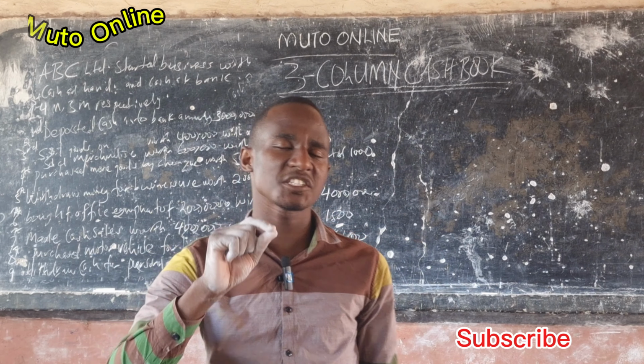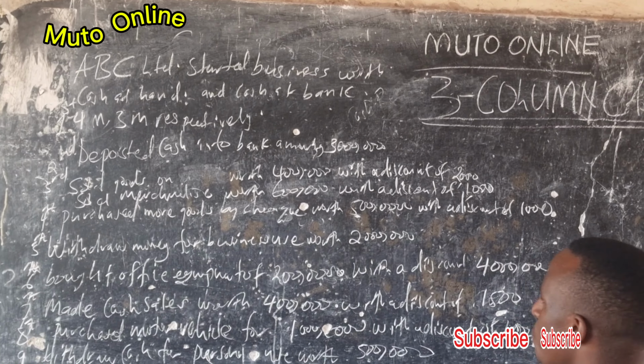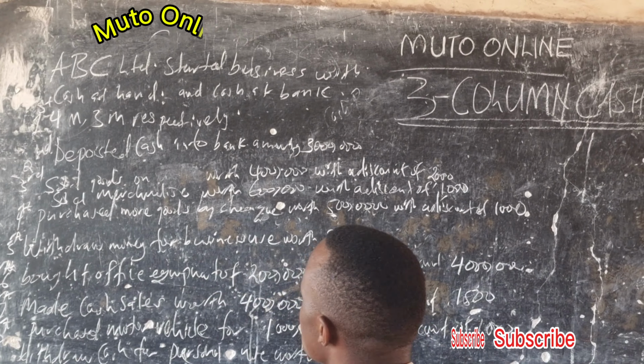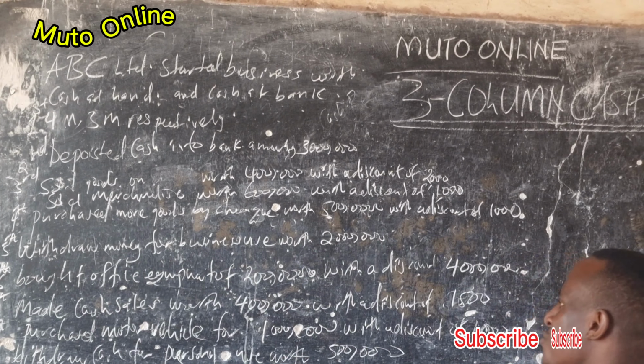So this is the question that we are going to tackle today to see how we can go about the 3-column cash book. They are telling us ABC Limited started business with cash at hand and cash at bank, 4 million and 3 million respectively, deposited cash into bank, sold merchandise, purchased more goods, withdrew money for business use, bought office equipment, made cash sales, purchased a motor vehicle, and withdrew cash for personal use, with their respective discounts.